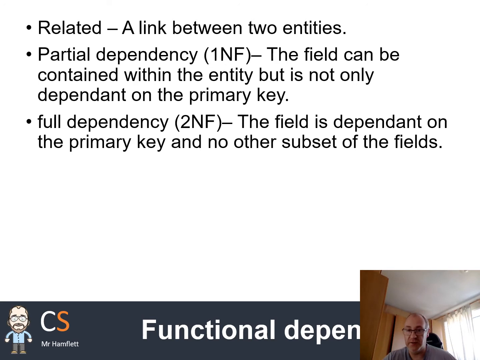Full dependency, the field is dependent on the primary key and nothing else. Okay, so this is what we're looking for. Is an attribute dependent on only the primary key, or is it dependent on something else? Okay, partial dependency is where it's dependent on something else other than the primary key, so i.e. it's dependent on more than one thing. And fully functionally dependent is when it's only ever dependent on that primary key.